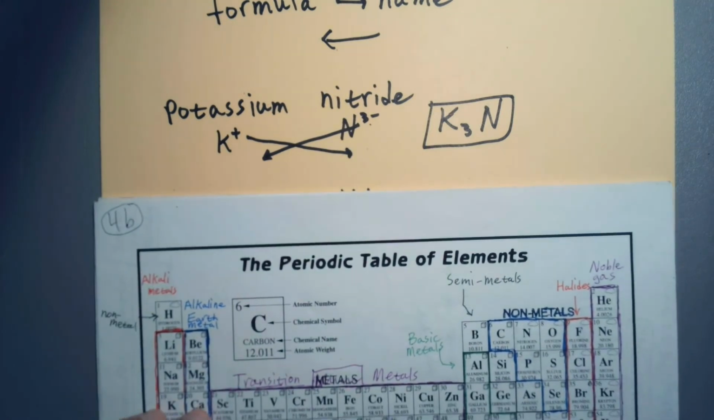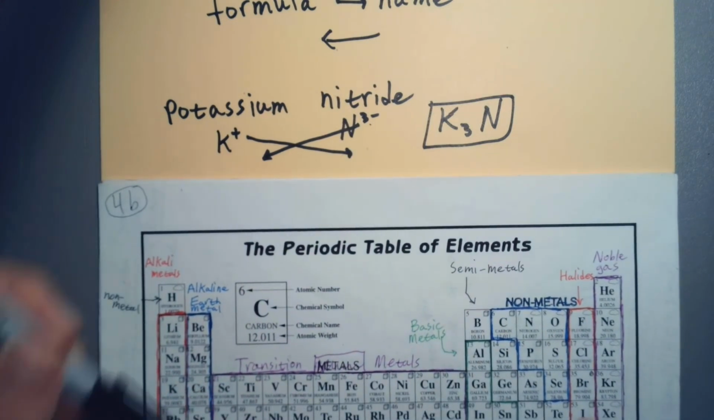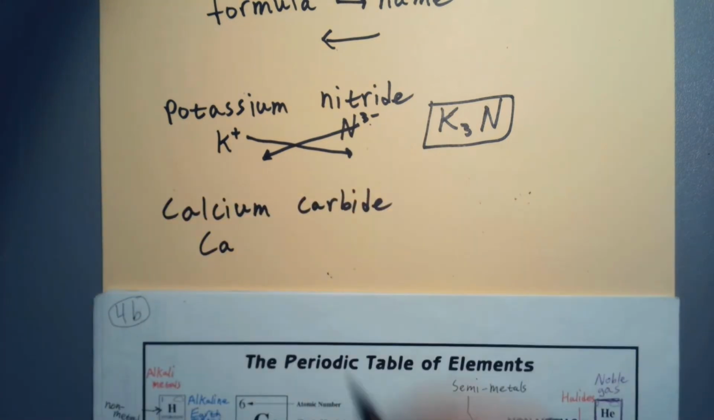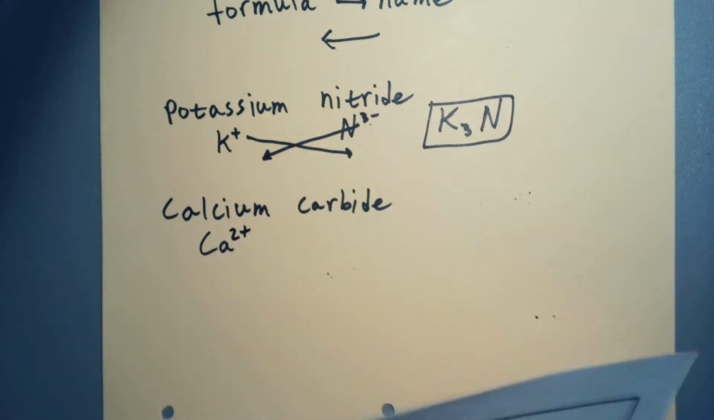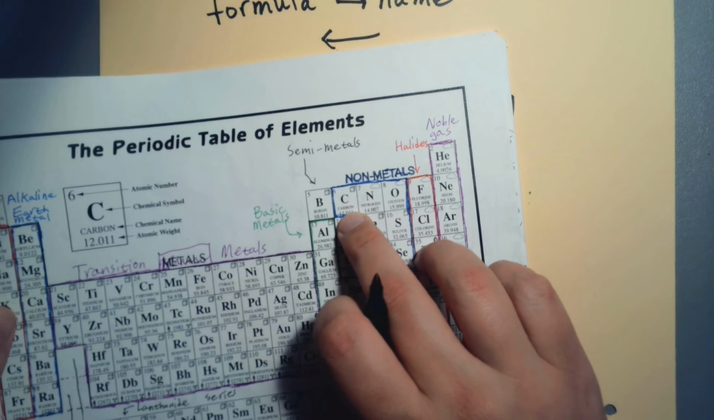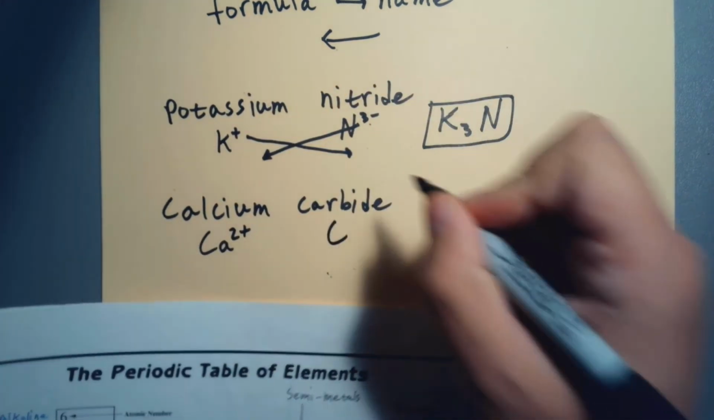And then what is the positive charge going to be? Well, we just look at our periodic table. It has 2 valence electrons, so it's going to dump those and become a +2 charge. Okay.